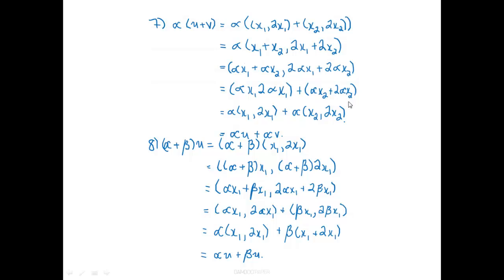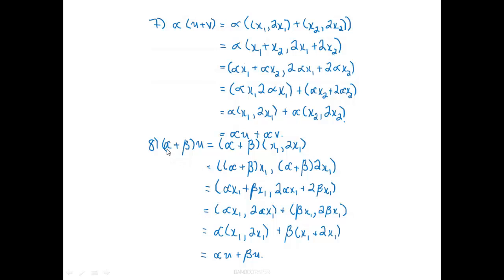I use my definition of scalar multiplication, standard definition to be precise, and I pull out my alpha. That gives me alpha times (x1, 2x1) plus alpha times (x2, 2x2), which is alpha u plus alpha v. And this proves my left distributivity property. Right distributivity property, axiom number 8.